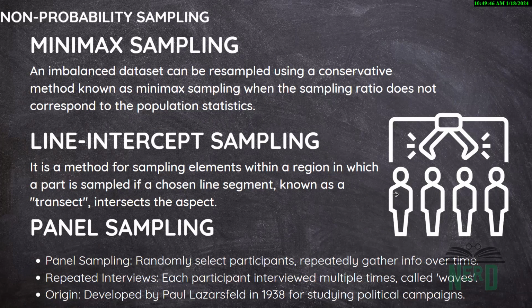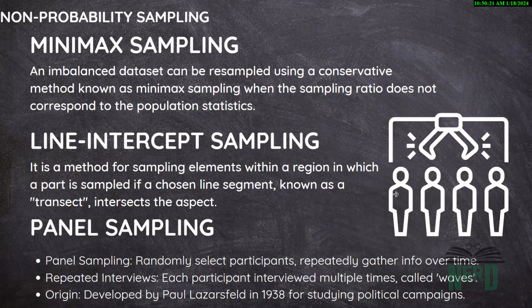So sometimes in Minimax sampling, we have a bunch of data, right? But it's not very fair. Minimax sampling is like a superhero fixer in this situation. Imagine if we have more of one thing and less of another in our data. That's what we mean by an imbalanced data set. Now what this method does is it helps us to take a fair sample even if our sample size doesn't match the real population.